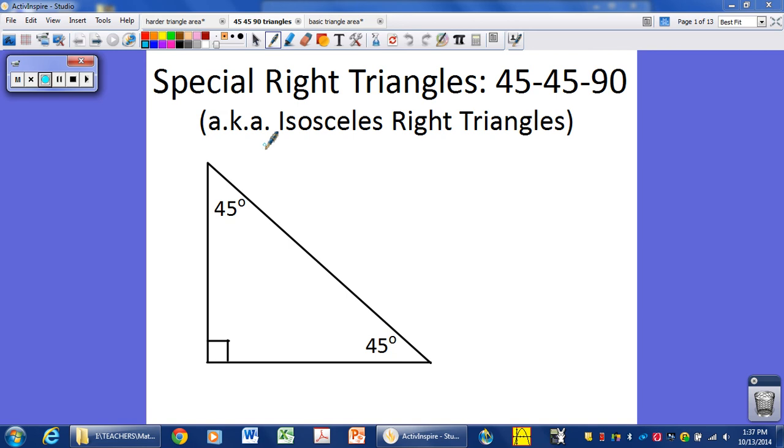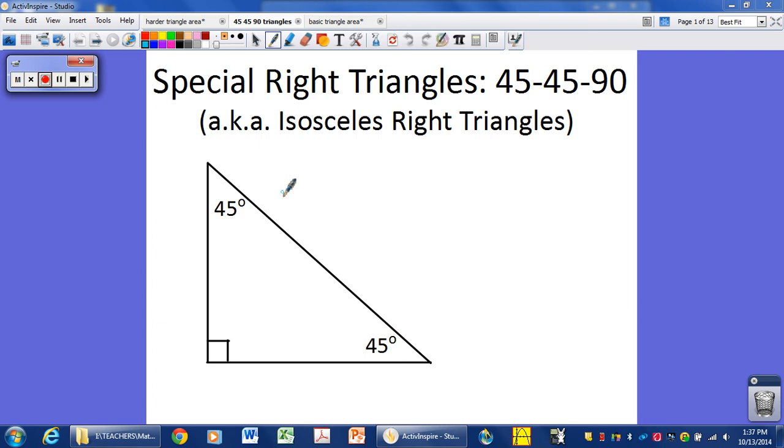Why hello, welcome back to some geometry videos. In this video we're talking about some special right triangles. In this specific one it's talking about the 45-45-90 triangle. That is a triangle that has two 45-degree angles and a 90-degree angle.